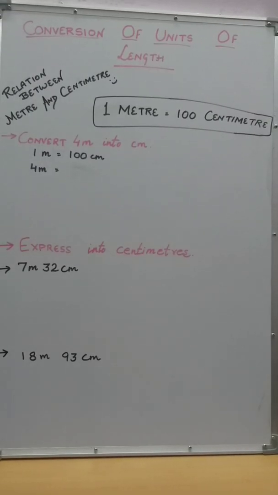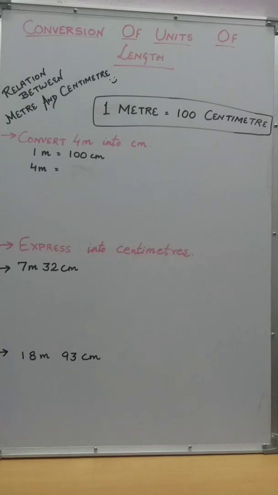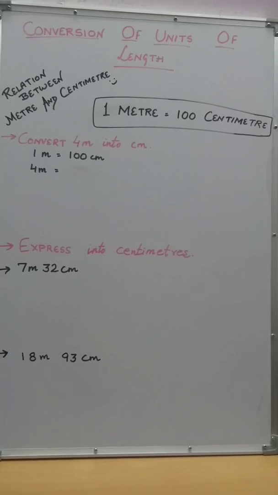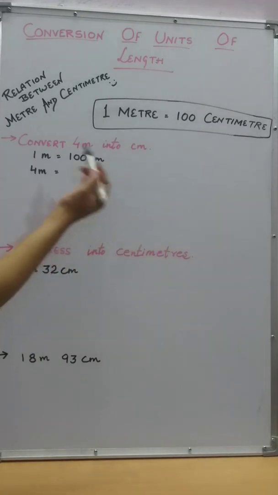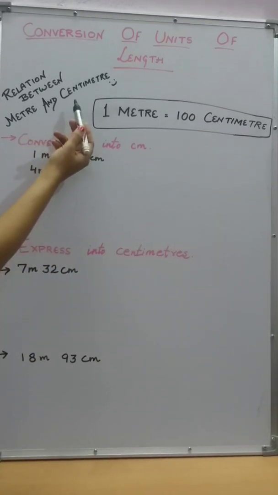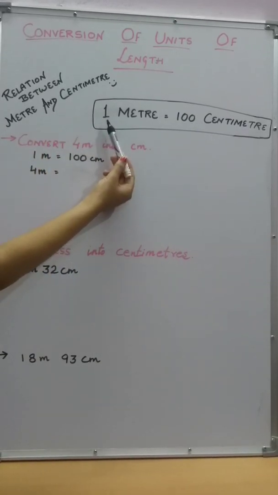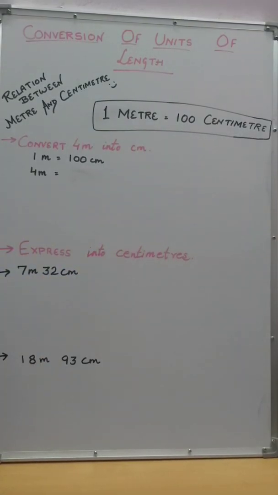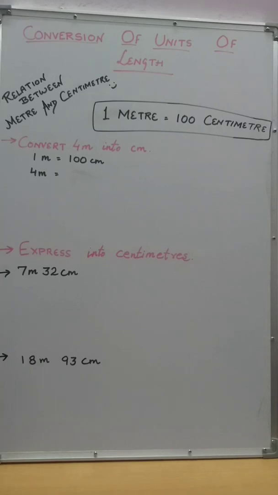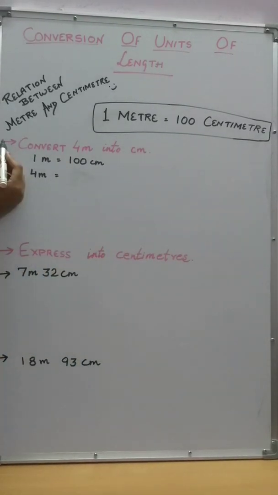Hello everyone. Today we are going to learn about conversion of units of length. As you know, we can change the unit of any measurement, that is by converting it to another unit. Here you can see the relation between meter and centimeter. As you know, 1 meter equals 100 centimeter. So you have to observe some examples. Let's start with the first one.